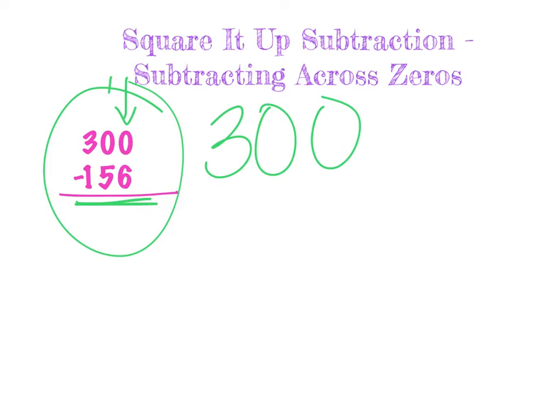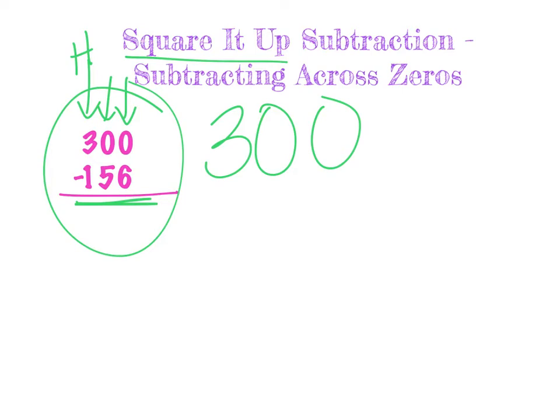The same thing happens here in the tens place. I cannot take 5 from 0. 0 is nothing. So finally, we get over here to our hundreds place, and yes, there is a number, but I want to teach you an easy way to subtract across zeros using the square it up method. But before, let's take a look here at the place value. So we have our ones, our tens, and our hundreds.